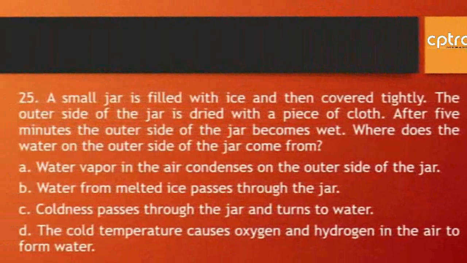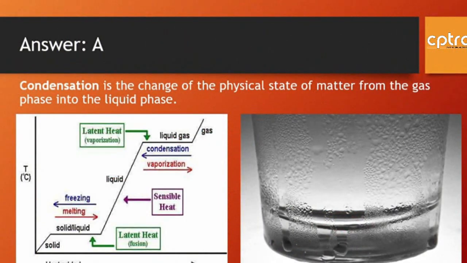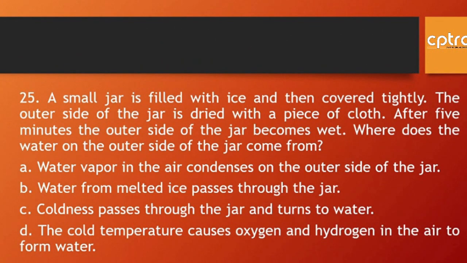25. A small jar is filled with ice and then covered tightly. The outer side of the jar is dried with a piece of cloth. After 5 minutes, the outer side of the jar becomes wet. Where does the water on the outer side of the jar come from? The answer is letter A. Water vapor in the air condenses on the outer side of the jar.